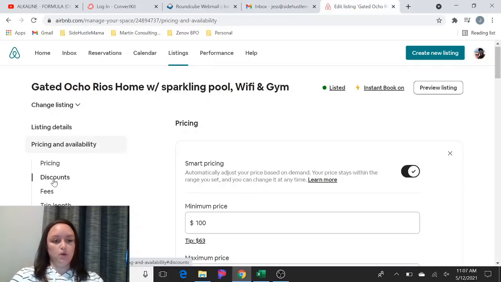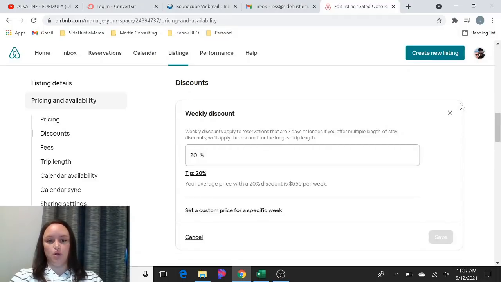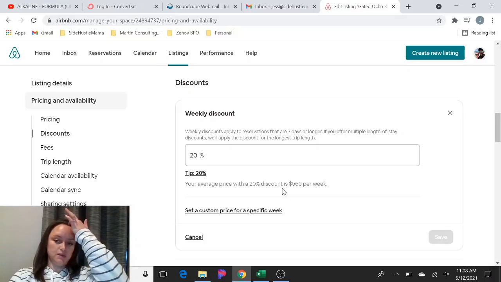Alright, so if we go to discounts, you're able to set a weekly discount. So say I'm charging $100 a night, but if they book a week or more, they get a 20% discount. And it tells you here, your average price with a 20% discount is $560 per week. So make sure that this fits within what you want to make with these discounts.